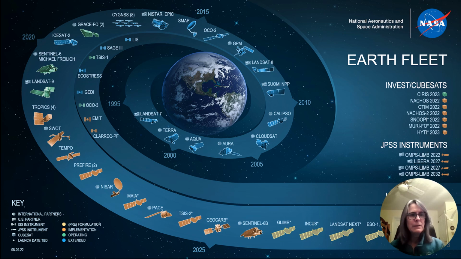Landsat 9 in the works, TROPICS, SWOT, TEMPO, if you're familiar with those, and then into the future with Landsat Next and the ESO missions satellites, just to name a few. In that inner swirl, you'll see a lot of the ISS instruments that are active and successful. So a lot of really exciting stuff going on in the orbital category.